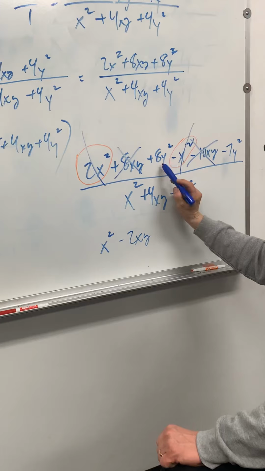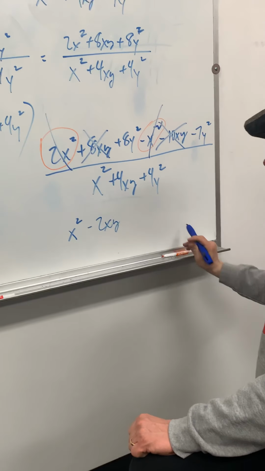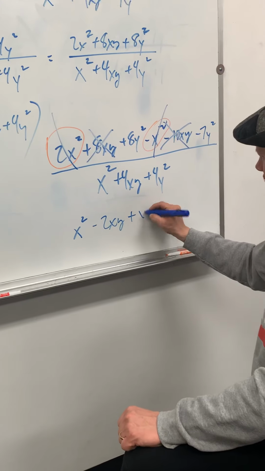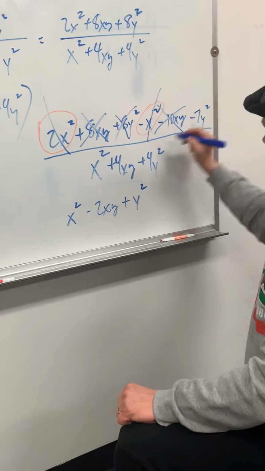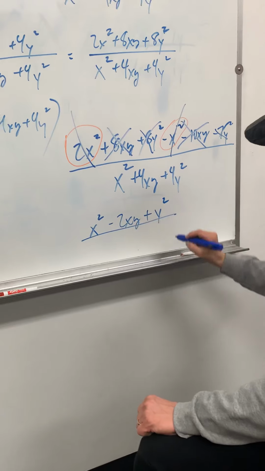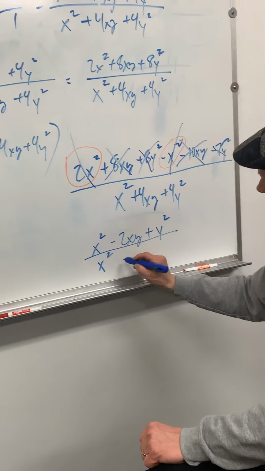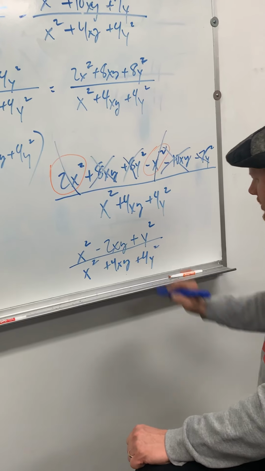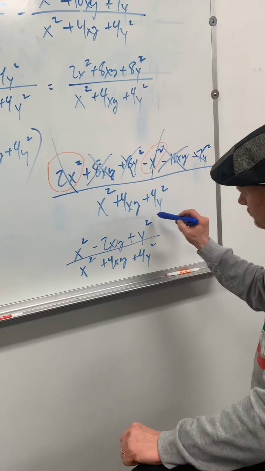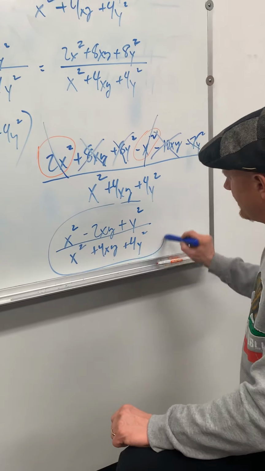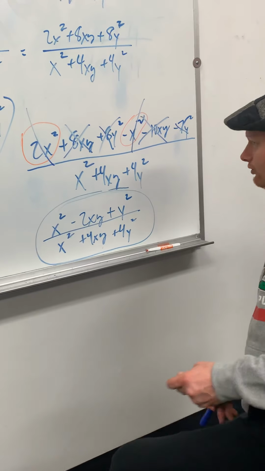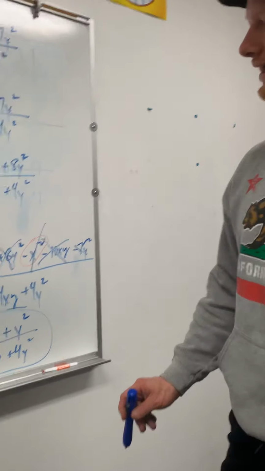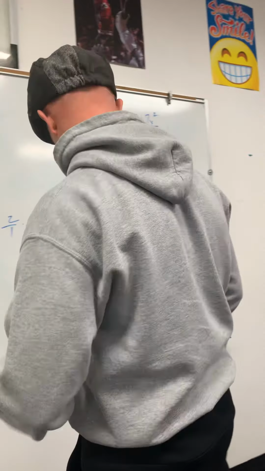And then I have an 8y squared and a negative 7y squared. It leaves me with a positive y squared. And those don't need to be dealt with anymore. And that is all over x squared plus 4xy plus 4y squared. And that is my answer. Oh, that is my answer to the problem that I just did on the board.